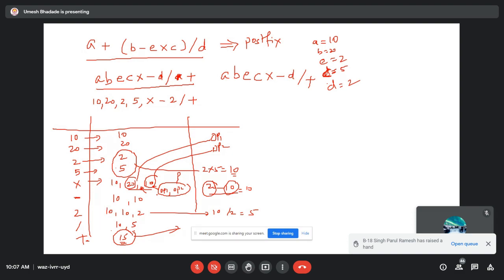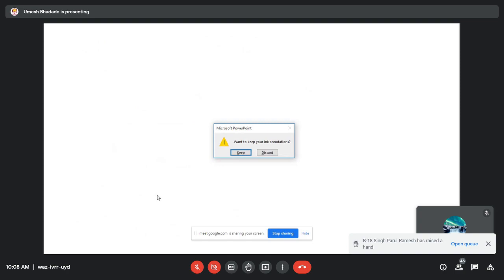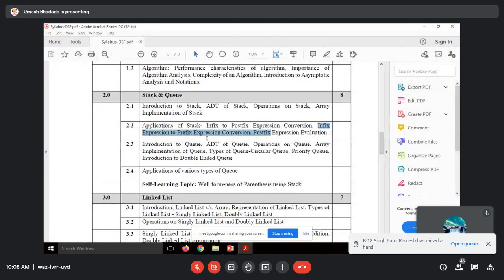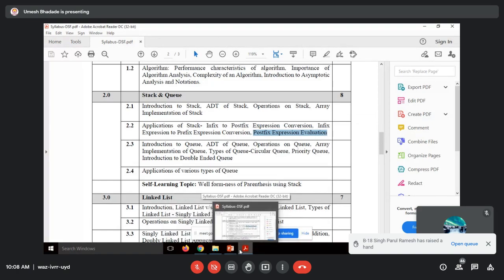So what we have seen now, we have seen infix to prefix conversion and we have seen postfix evaluation. Also we have seen infix evaluation also. So is there any problem in this?